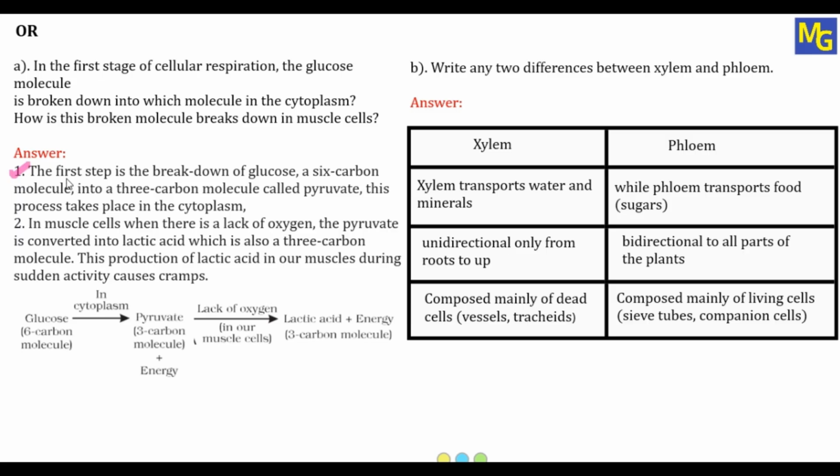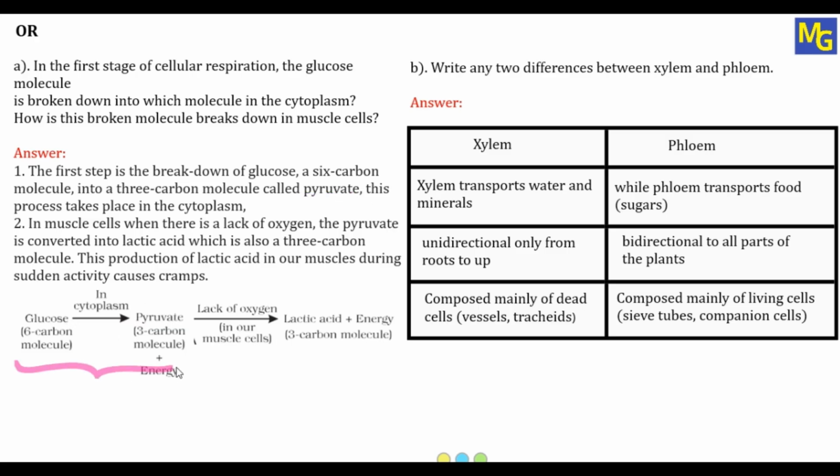So number one, the first step is the breakdown of glucose, a 6 carbon molecule, into a 3 carbon molecule, which is called pyruvate. So once the oxygen reaches the cell from the blood, that oxygen will be taken by this glucose and converted into a 6 carbon molecule, which is called pyruvate. This whole process takes place in the cytoplasm.